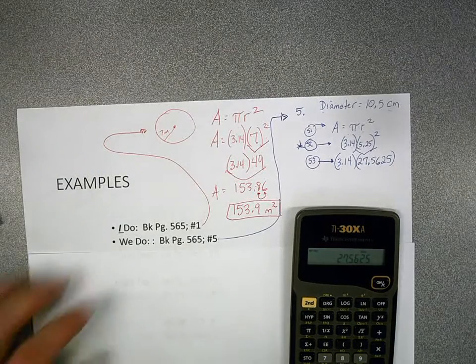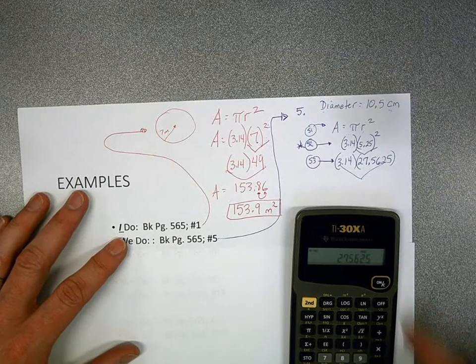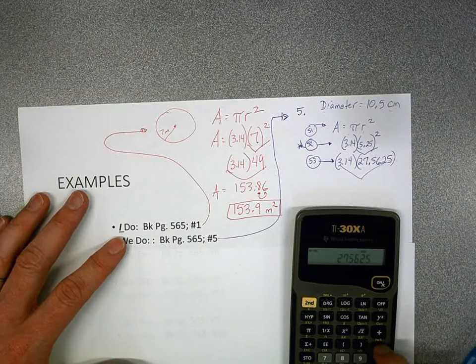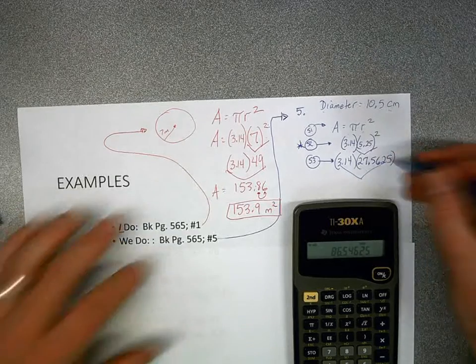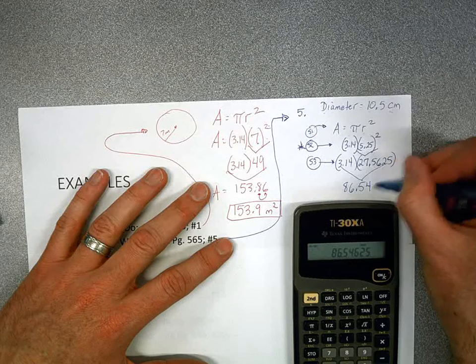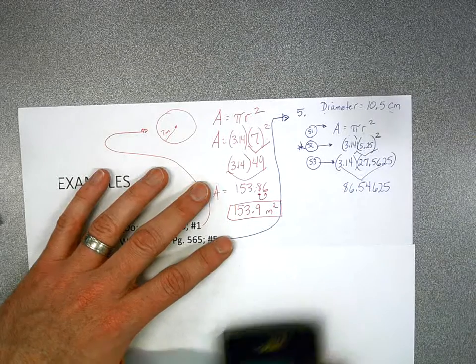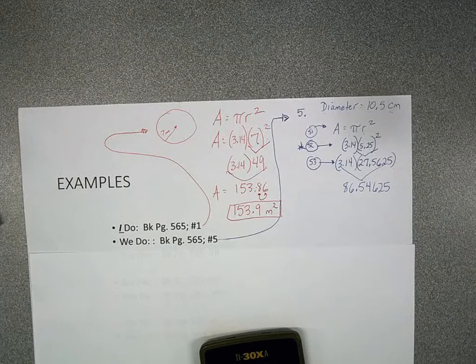And now I continue to simplify. We're not done yet, so I'm going to multiply those two together. That big one's already in my calculator, so I hit the multiplication sign. 3.14 equals, and one that's equally as ugly, 86.54625. That's how you say that, hundred thousandths.